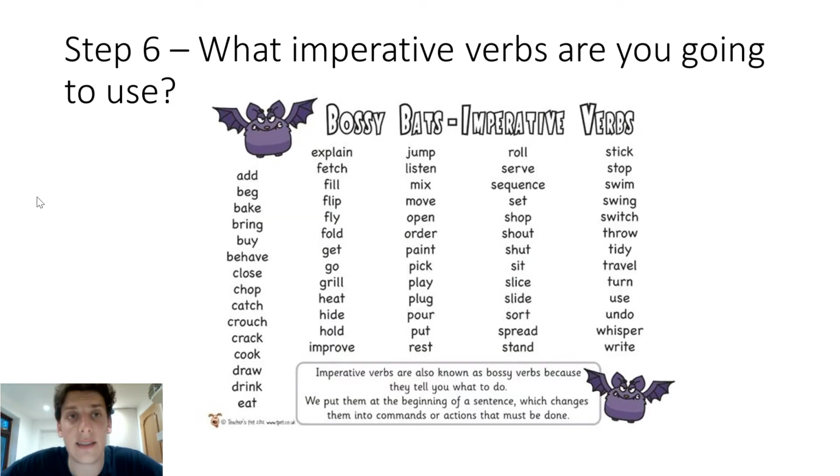Excellent. So step 6 is to decide what imperative verbs you are going to use. Remember, as a little recap, imperative verbs tell us what we need to do, which is very important when we are trying to follow instructions. The amount of imperative verbs you use depends on how many steps you have. You need an imperative verb for every step. I had 4 steps, so I need 4 imperative verbs.